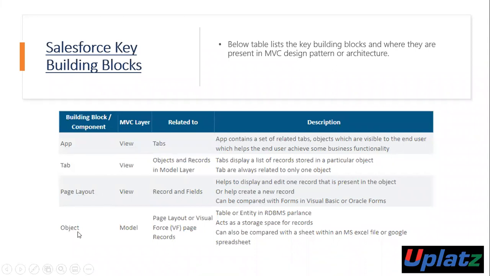After page layout, objects. A table or entity in RDBMS parlance acts as a storage space for records, and can also be compared with a sheet within an MS Excel file or Google spreadsheet. As I have already shown what objects are, then objects, fields, and records.